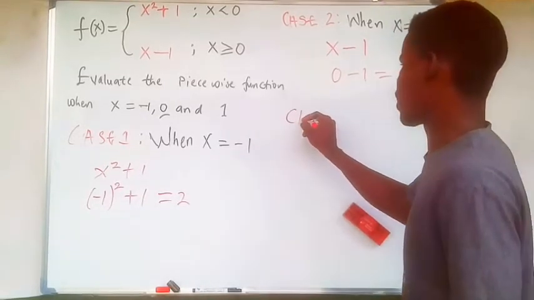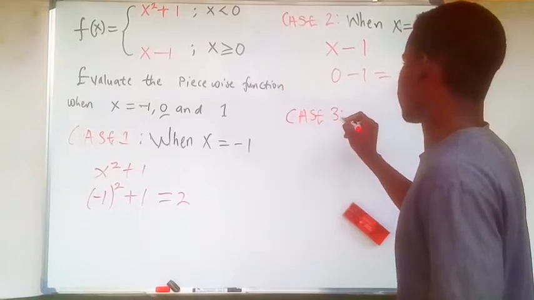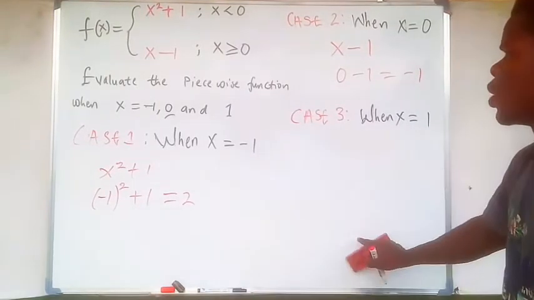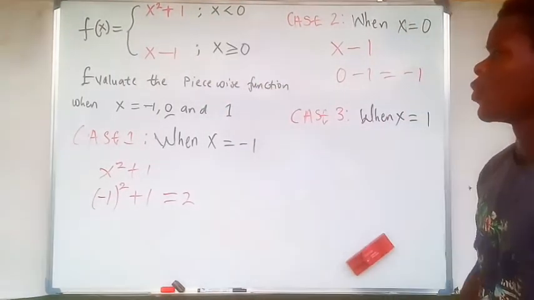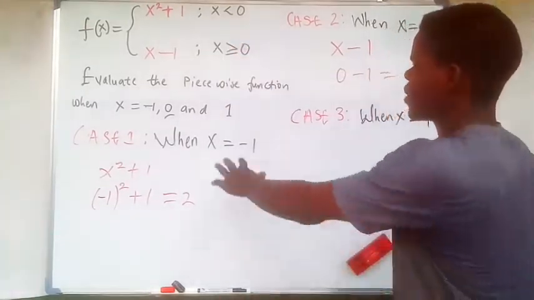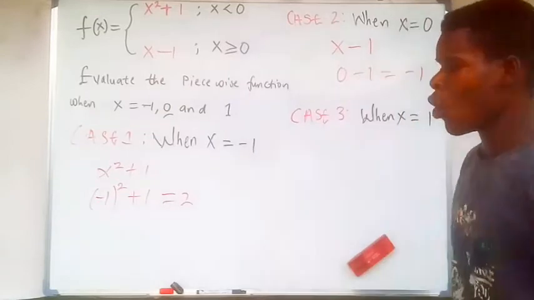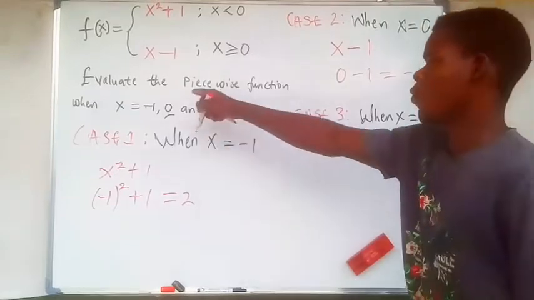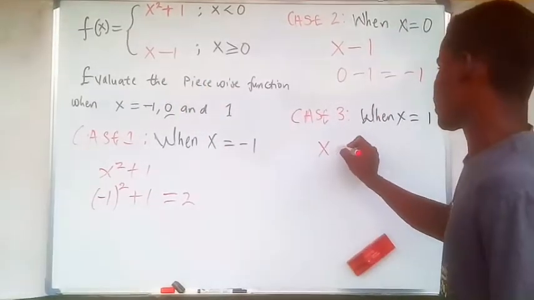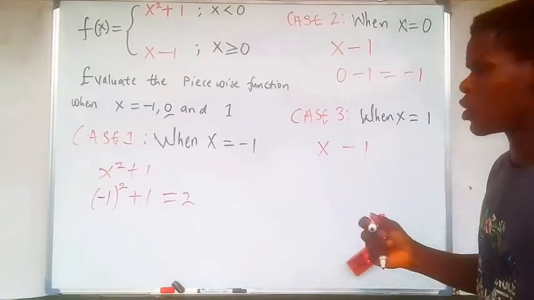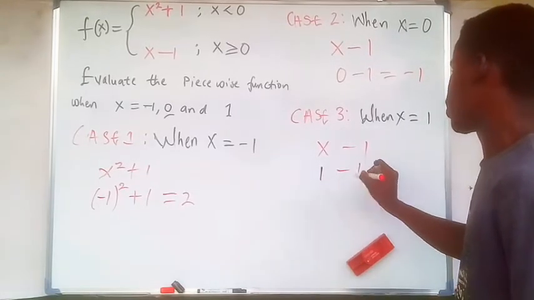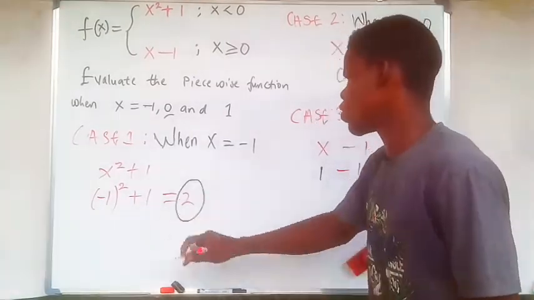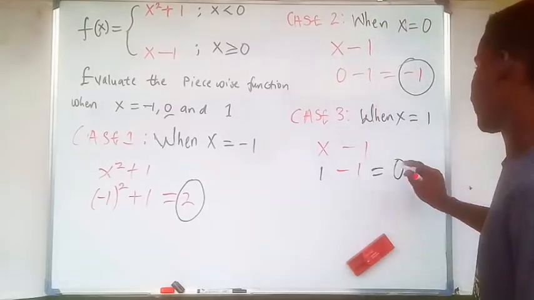And the last case, case number 3, when x is equal to 1. So we look into the two equations given. When x is less than 0, make use of x squared plus 1, and when x is greater than or equal to 0, make use of x minus 1. Already, we know that if x is equal to 1, then 1 is greater than or equal to 0. Therefore, we make use of the other equation, x minus 1. So in place of x, we put in the value of x, which is 1. We have 1 minus 1, and that gives us 0. So for the first case, the result we get is 2. For the second case, the result we get is -1, and for the third case, the result we get is 0.